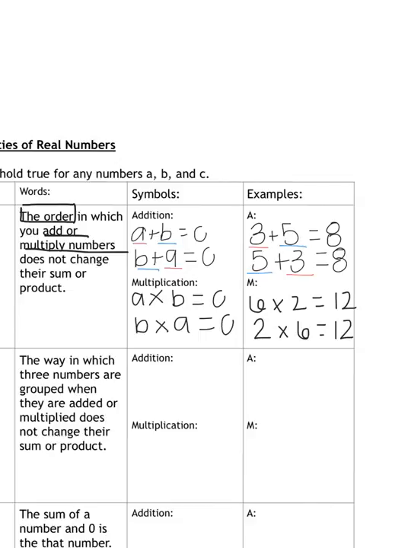So again, if 6 was representing A, and B was 2, no matter which order we put them in, if we put A over here and B over here, we would still get 12 for both of our answers. 6 times 2 equals 12, just as 2 times 6 equals 12.